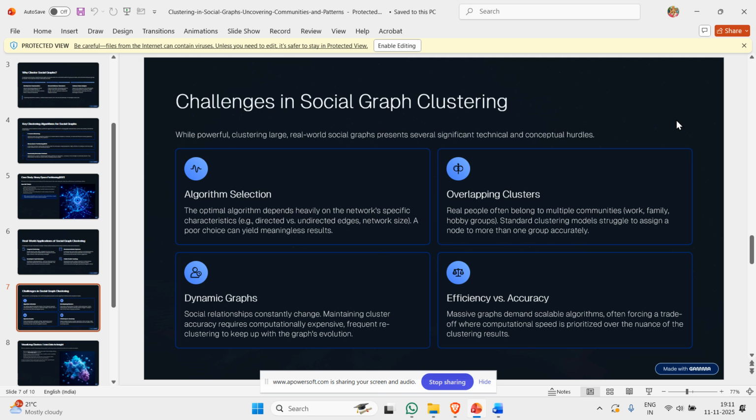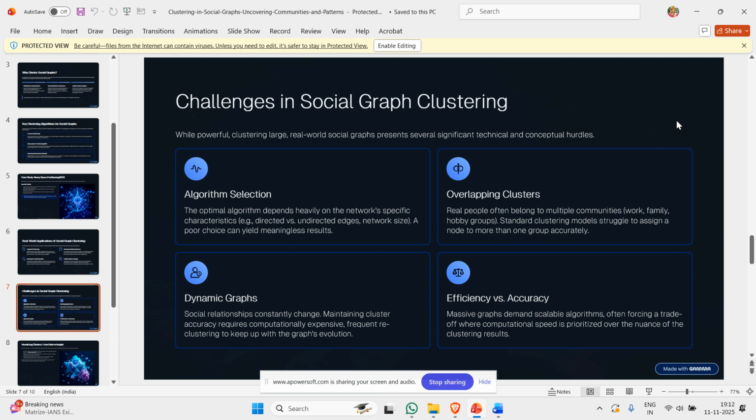Dynamic graphs. Social relationships constantly change. Maintaining cluster accuracy requires computationally expensive, frequent reclustering to keep up with the graph's evolution. Overlapping clusters. Real people often belong to multiple communities, work, family, hobby groups. Standard clustering models struggle to assign a node to more than one group accurately.